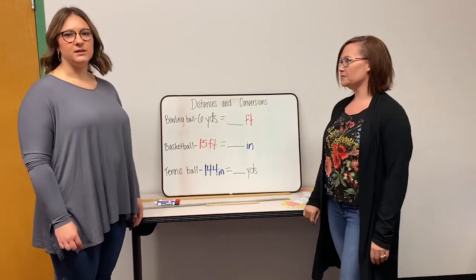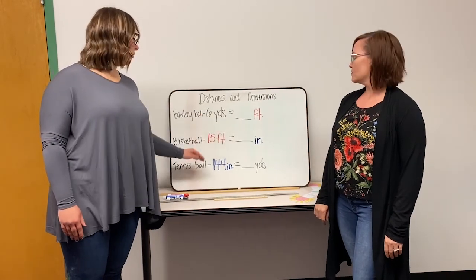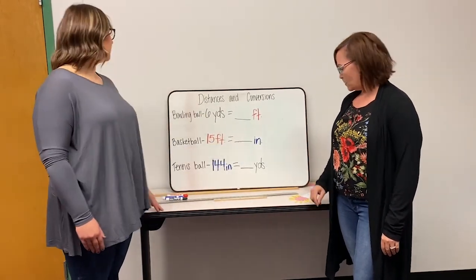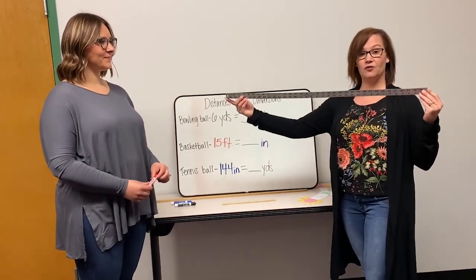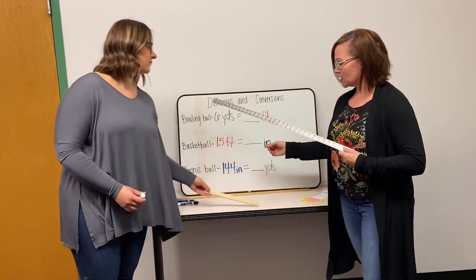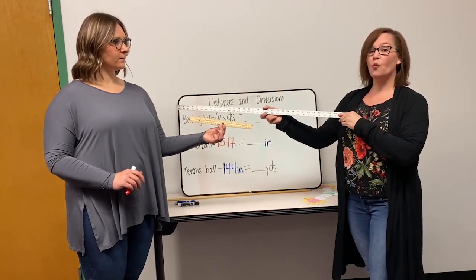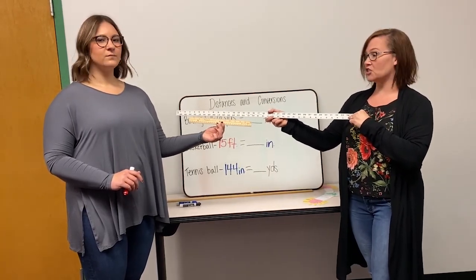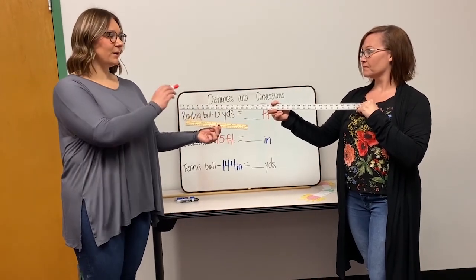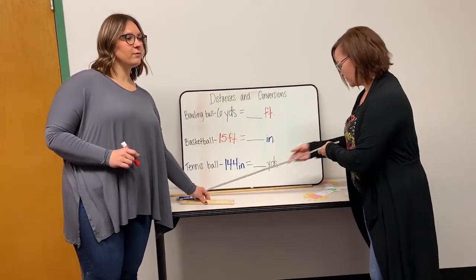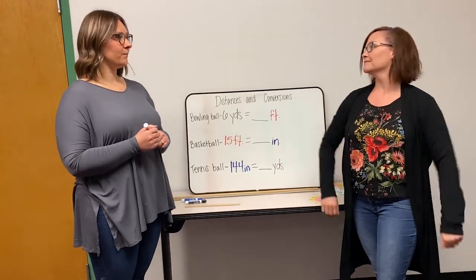So let's look at our measurements, and now we're going to convert them, and we need to think about if we're going bigger to smaller or smaller to bigger. So let's take a look. We have yards. We use a yardstick to measure yards. Is this bigger or smaller than a ruler? A ruler has 1 foot or 12 inches. If you said smaller, you're right. So we're going from bigger to smaller. So if you remember, horse, which is bigger, to fly, that means you multiply.